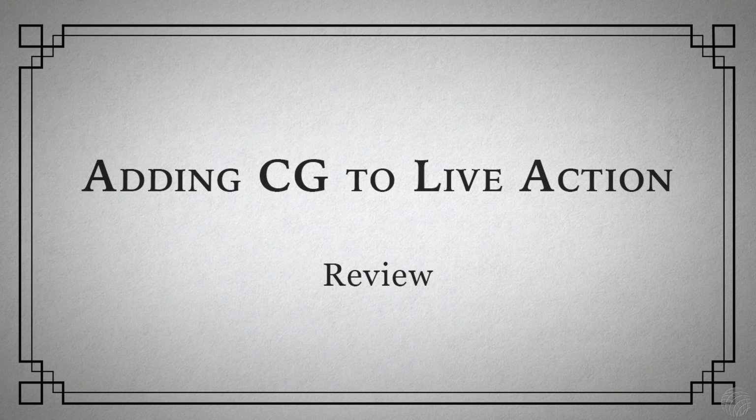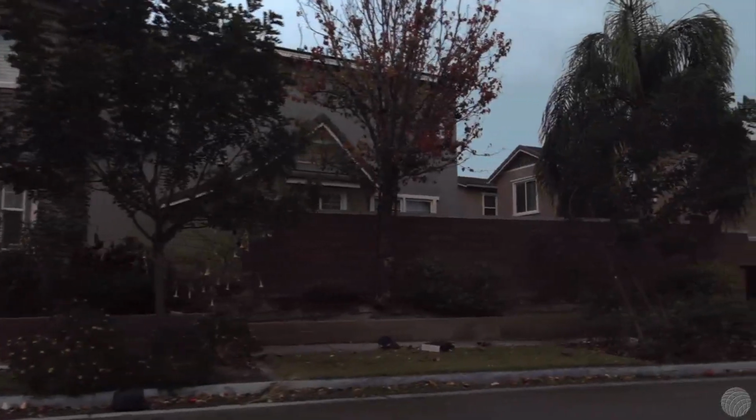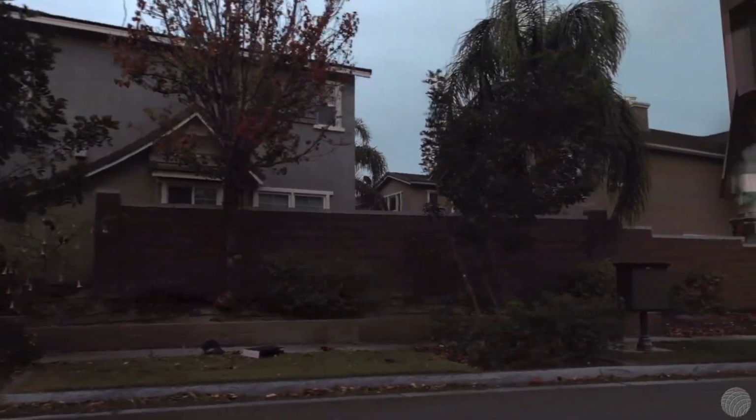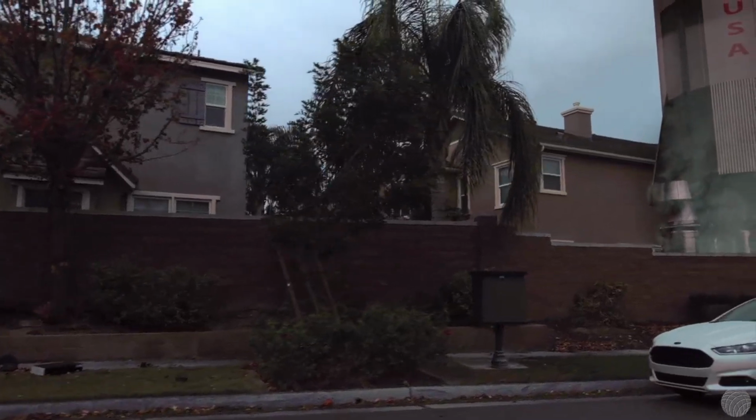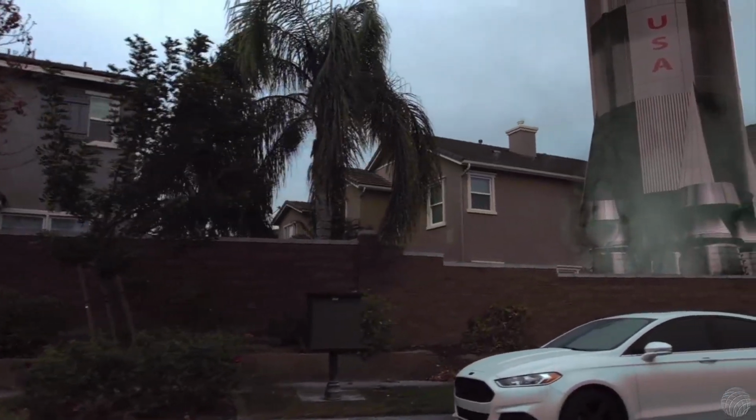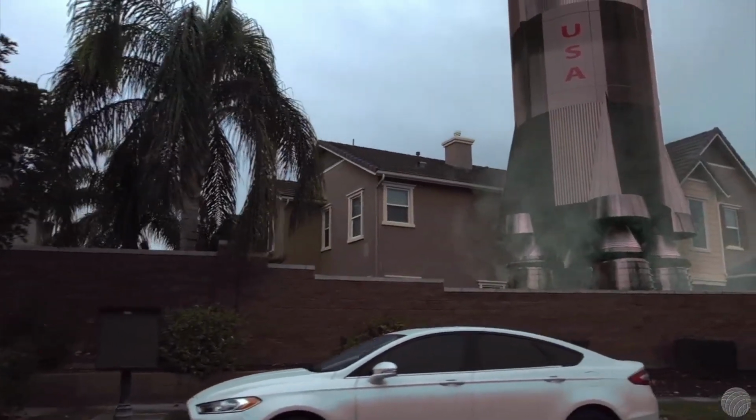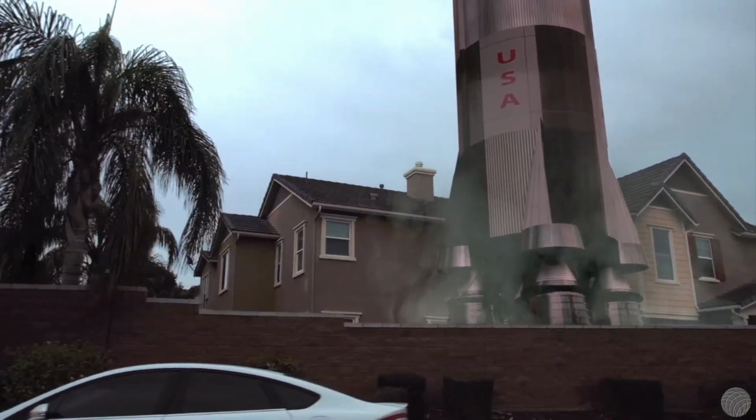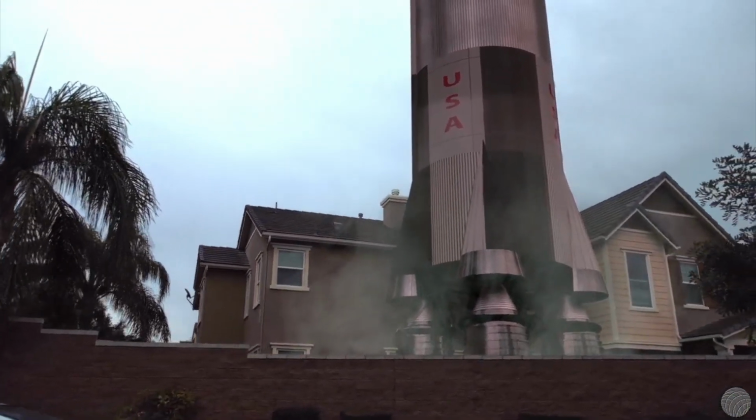And this concludes our tutorial on adding CG to live action. Of course, you can continue to tweak and add detail from here. One addition would be shadowing to the background wall from the rocket, which you could achieve using the same method as the smoke, but with the other solids created earlier.